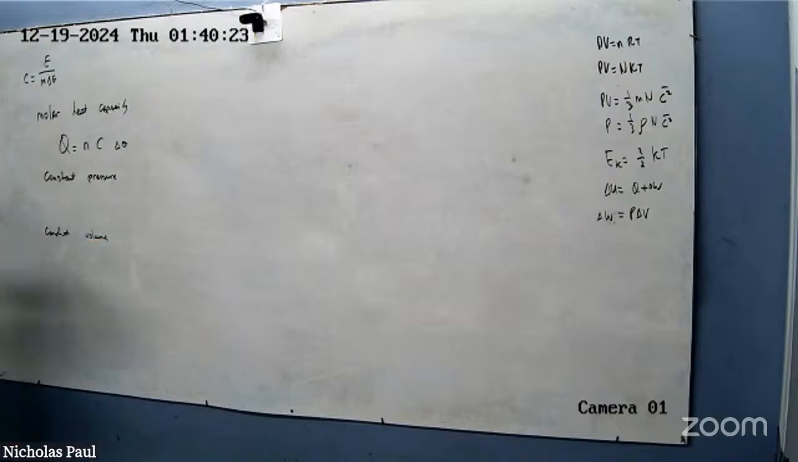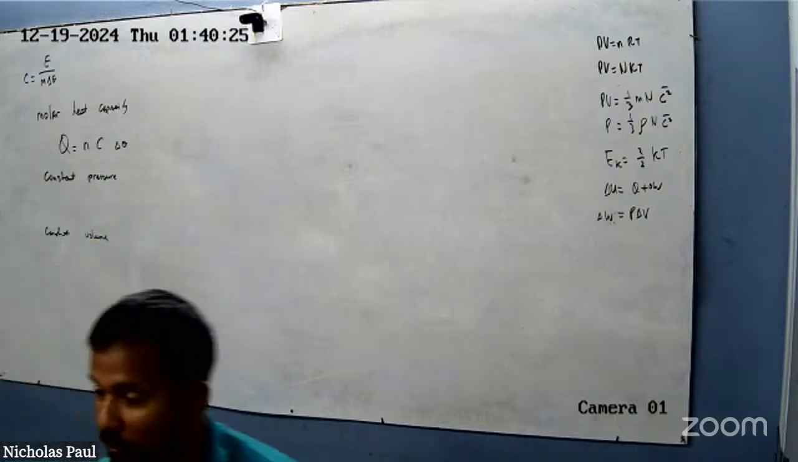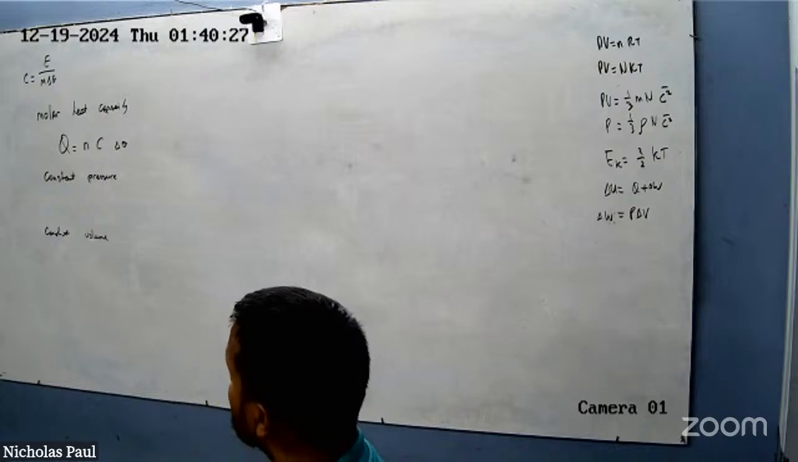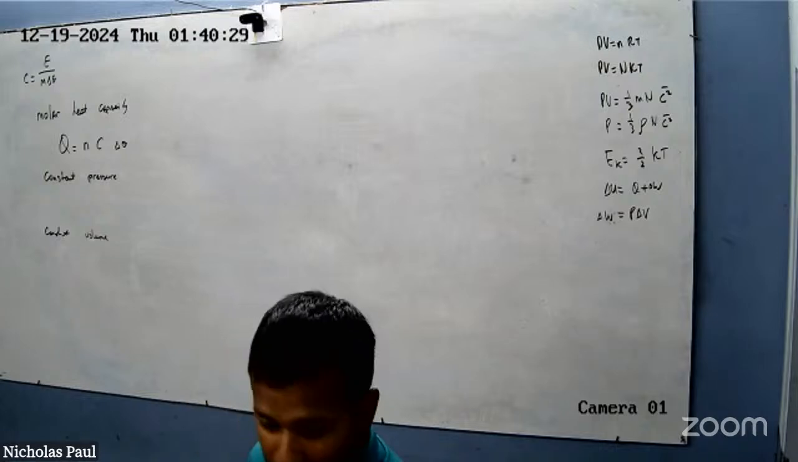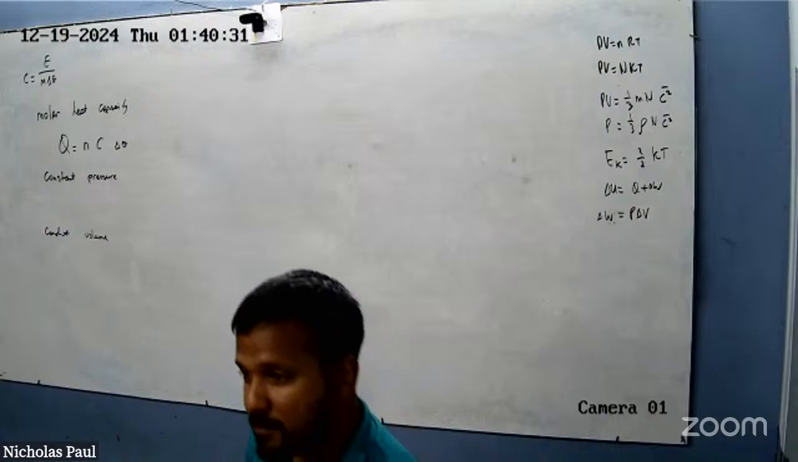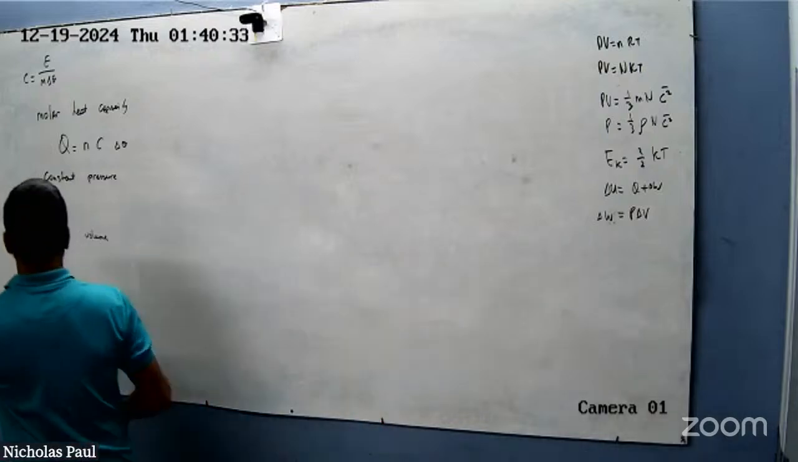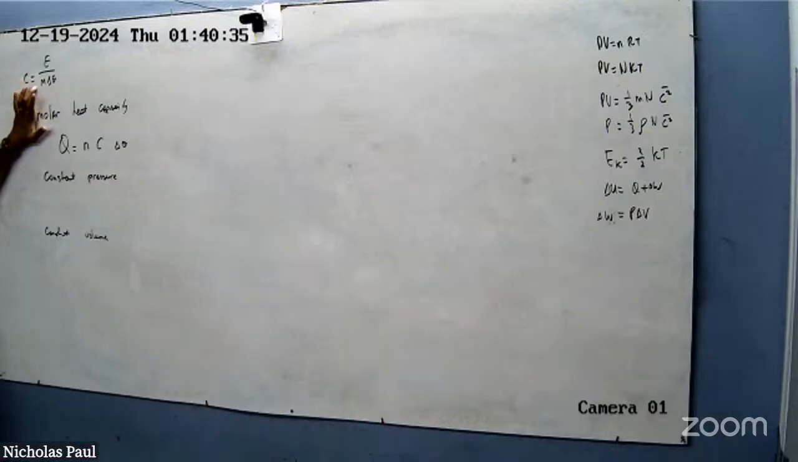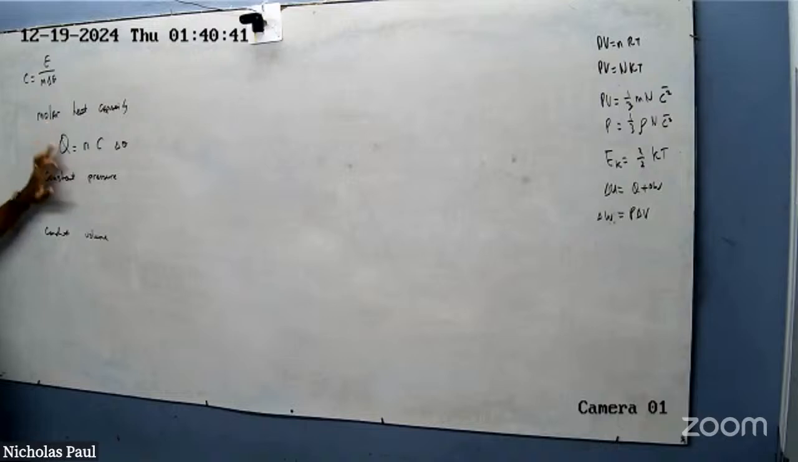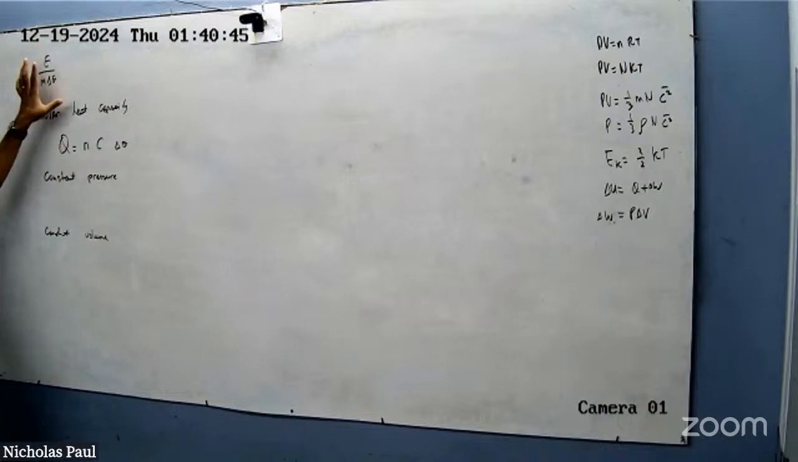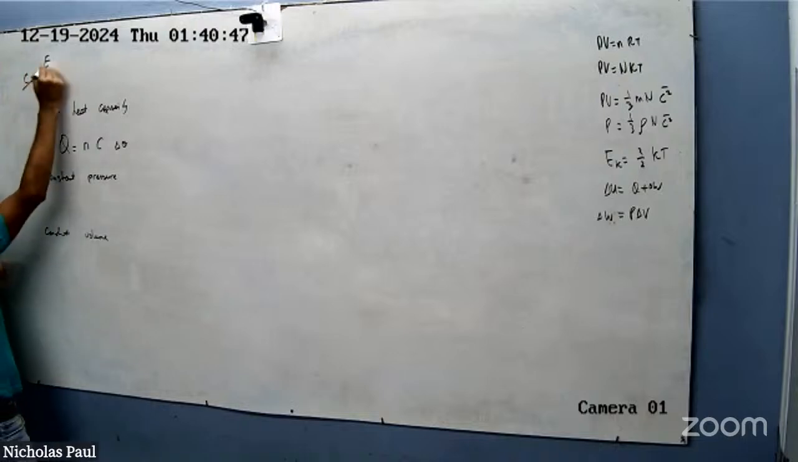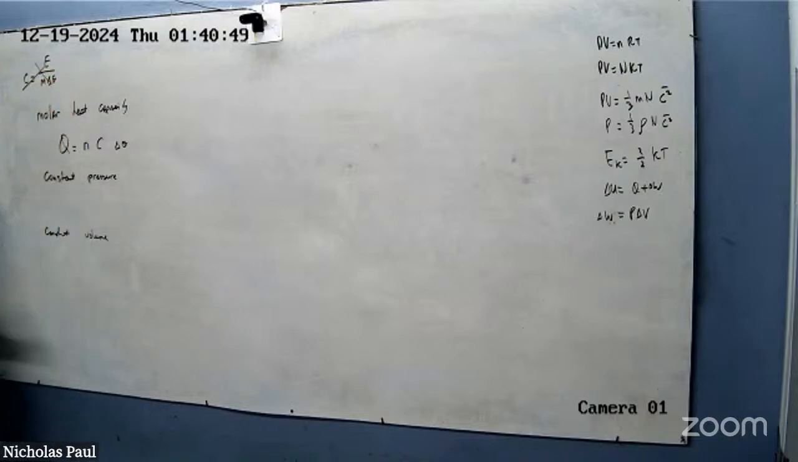This was the one that you all know. This is for specific heat capacity, but we're looking at moles. n is moles, just to help you remember. This was from long ago. We focus on this now.